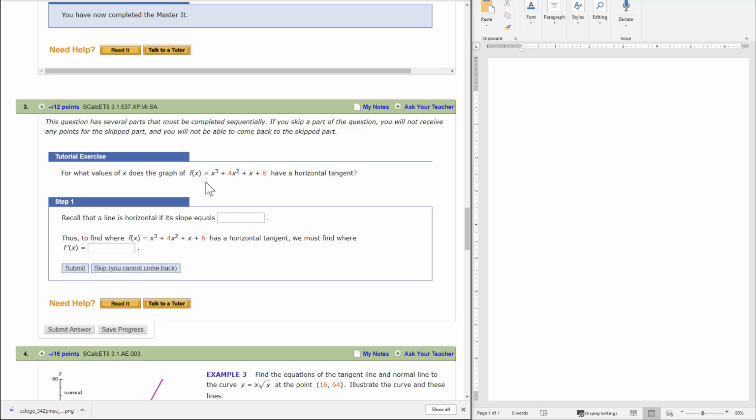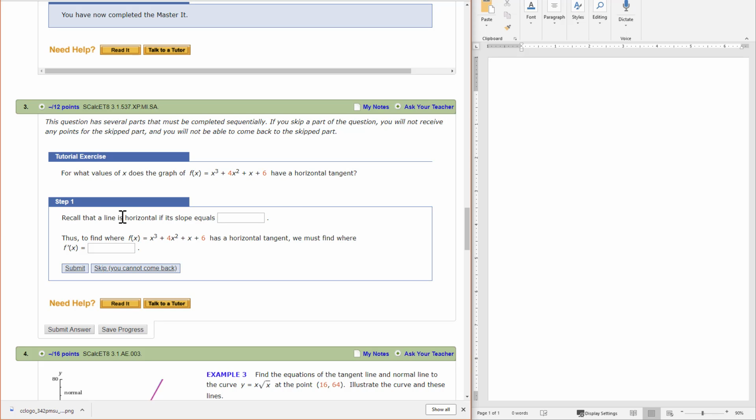Here's another problem from your lab, section 3.1. For what values of x does the graph of f of x equals x to the third minus 4x squared plus x plus 6 have a horizontal tangent line?